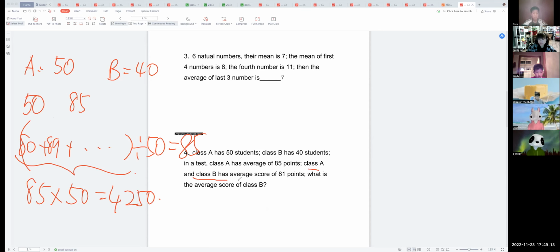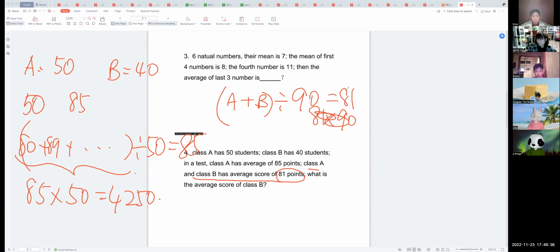Okay, so Brandy, class A and class B together have an average score of 81. Do you understand what it means? So how was this 81 calculated? 81 times 90? Very good, 81 times 90. Because we add the scores of all of class A and class B together, then divide by the total number of people, and it equals 81. Understand, Brandy? So when we calculate the average, it's always the total divided by the number of people. So the total of A plus B scores is 7,290.